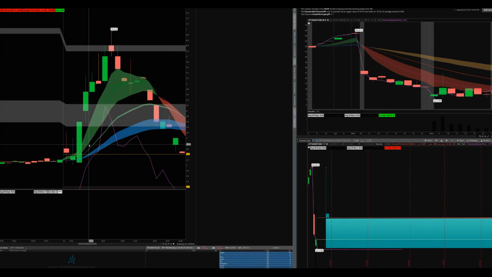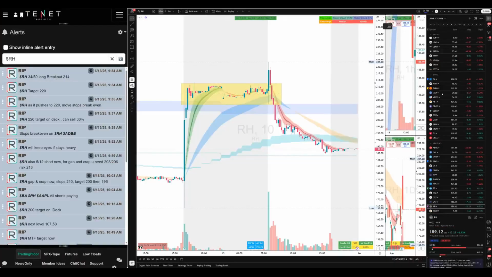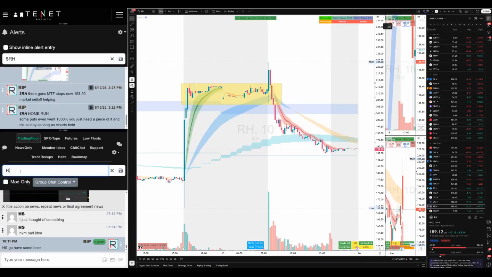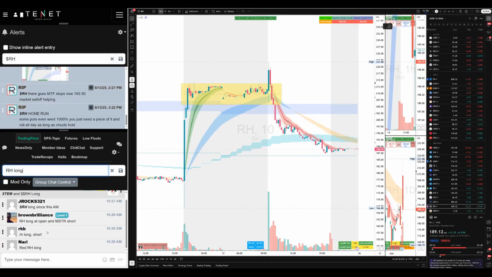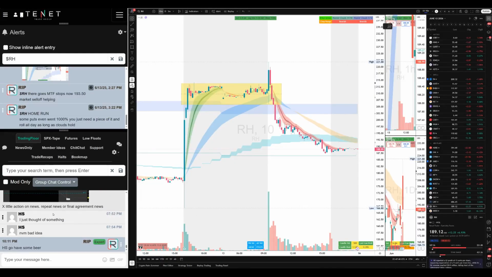So when I gave the Restoration Hardware long, if you take a look at the Lotto 220s, it ran from $3 to $7, right? 100% trade. So that was a 100% long trade, and many traders did that. Many traders were long on Restoration Hardware before they were short on it.